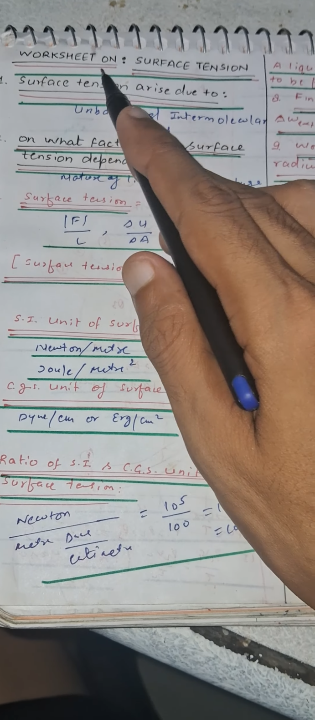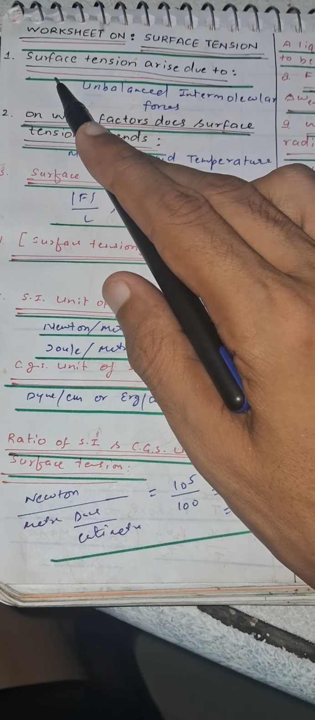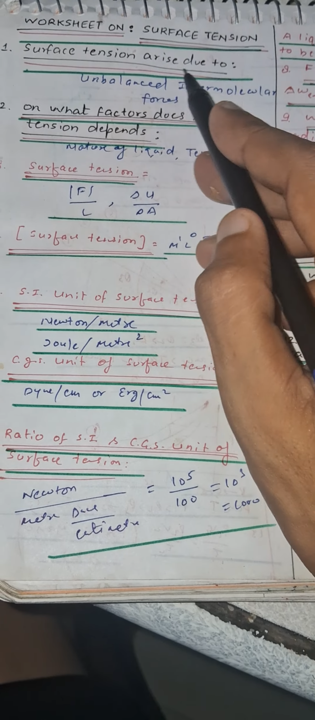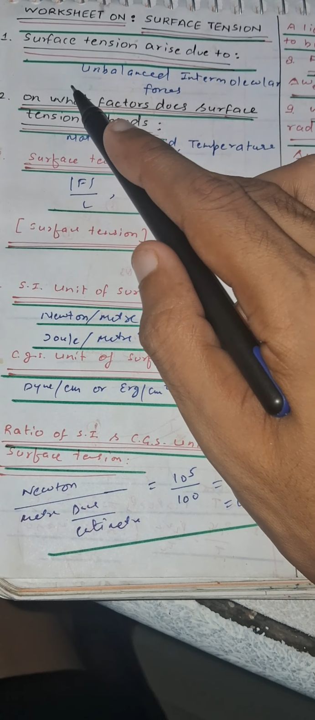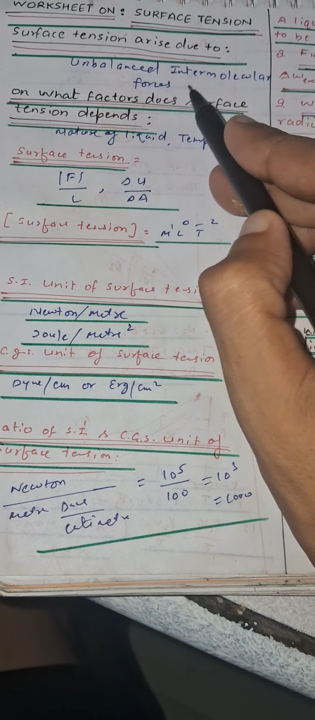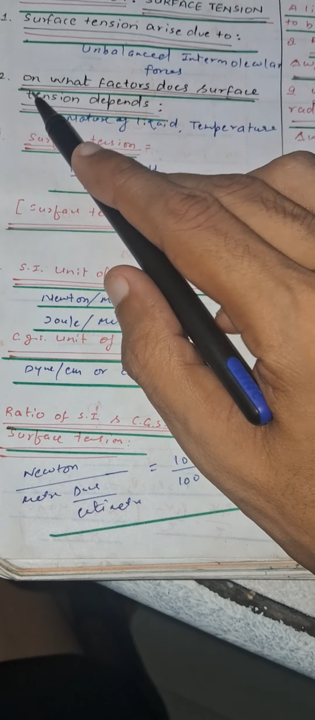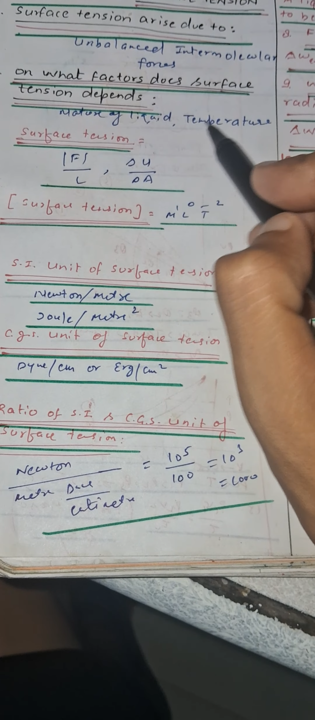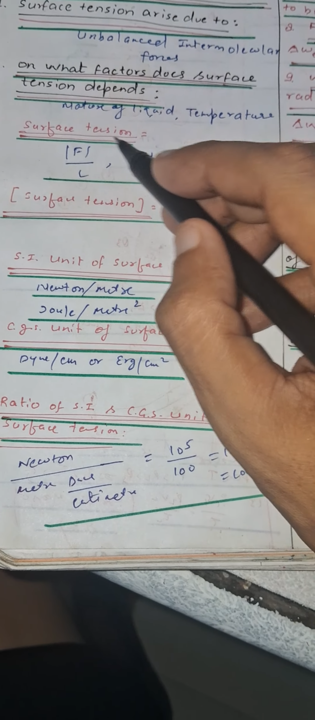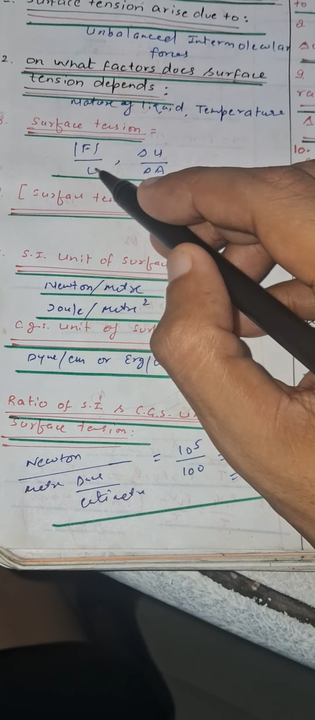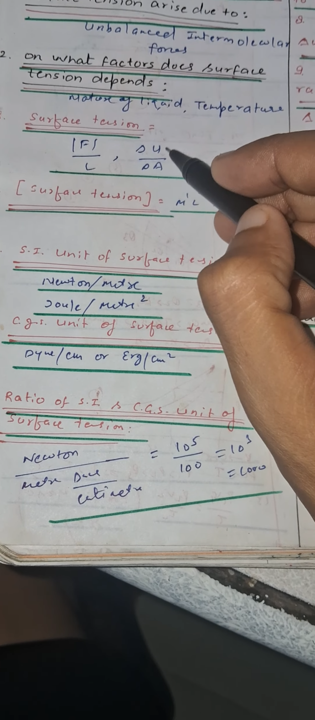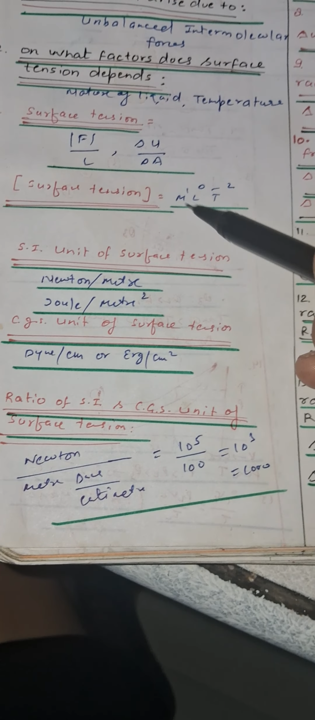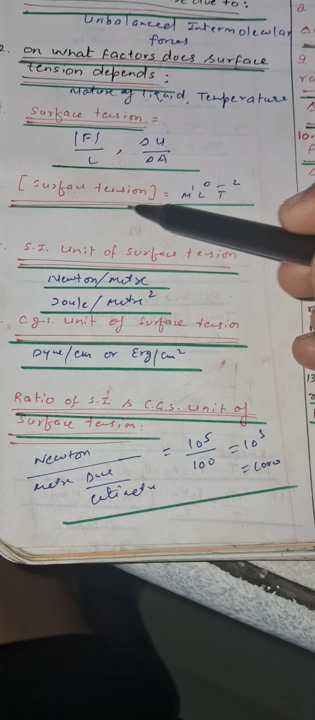Today I'm going to discuss a worksheet on surface tension. The first question is, surface tension arises due to what? It arises due to unbalanced intermolecular forces. Second question is, on what factors does surface tension depend? It depends on the nature of the liquid and temperature. Third, surface tension is the magnitude of force by length, or change in surface energy divided by change in area.